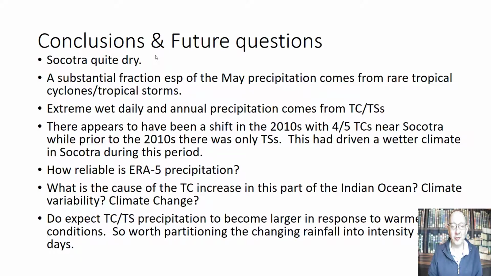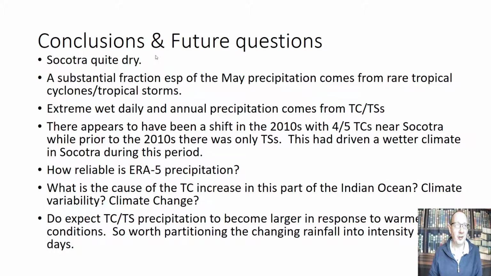And then one big question, possibly not for the project, but beyond the project, is what is the cause of the tropical cyclone increase in this part of the Indian Ocean? Is it climate variability or is it climate change? One thing we do expect from existing knowledge about tropical cyclones and tropical storms is that precipitation will become larger in response to warmer conditions. We'd expect it to become more extreme, possibly more concentrated, which may mean effectively that there's more variability in the impact of tropical cyclones and tropical storms on Socotra, depending on whether it got the wet bit of the storm or not. So I think it's worth thinking about a more significant partitioning of the changing rainfall into intensity and days to see if there's any evidence.